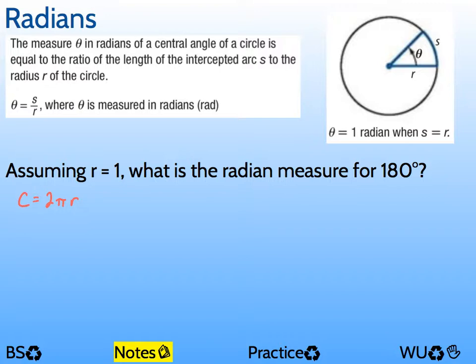You may remember that the circumference of a circle is equal to 2 times pi times the radius. But if we're doing 180 degrees, that's only half the circle. So let's divide that by 2. The 2's cancel out, and we're left with the arc length equals pi times the radius. Well, the radius is 1, which means that pi radians is equal to 180 degrees. This is going to be extremely important when converting between degrees and radians.